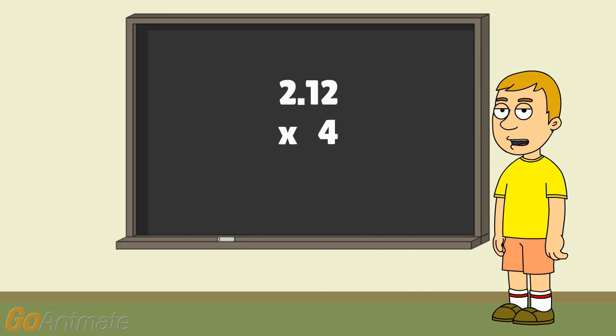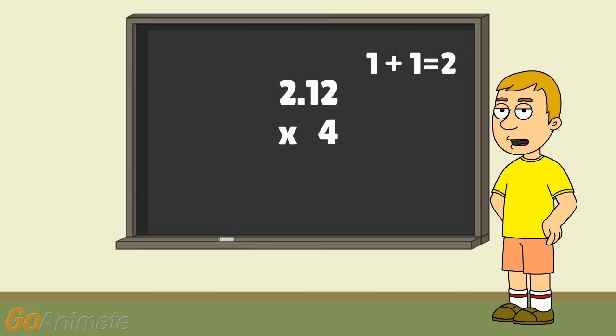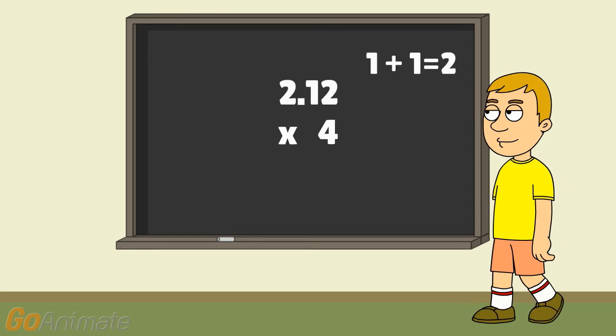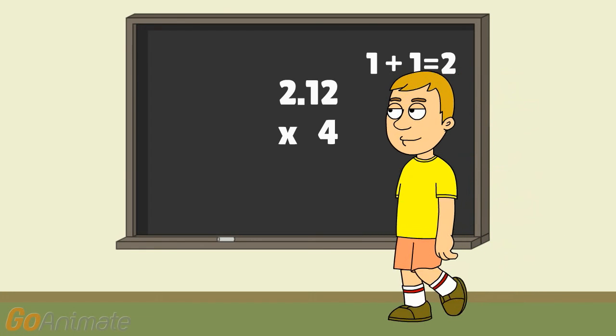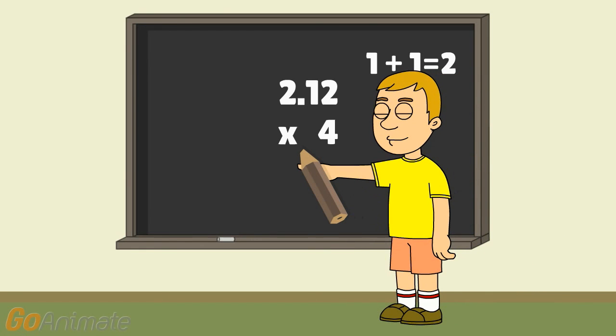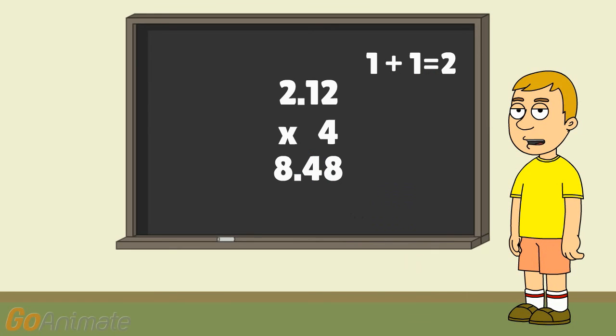Now, let's learn how to multiply decimals. Well, we would do the same thing as if we were multiplying whole numbers. For example, let's multiply 2.12 by 4. First, we add up all the decimal spots, so there are 2 decimal spots. Now, let's multiply the numbers. The answer is 8.48, or 8 and 48/100ths.